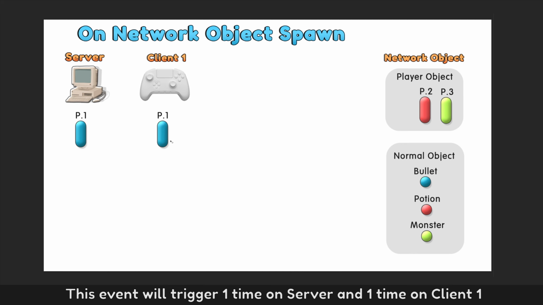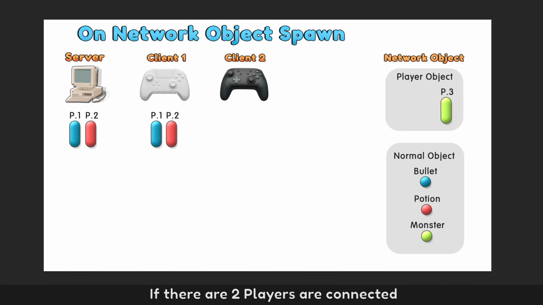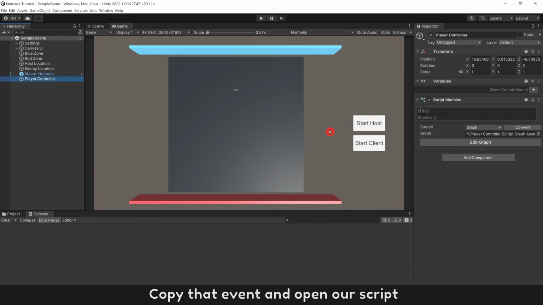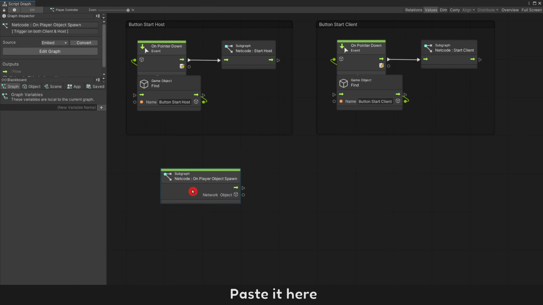on client 1. If there are two players connected, this event will trigger 2 times on server, 2 times on client 1, and 2 times on client 2. Copy that event and open our script. Paste it here.